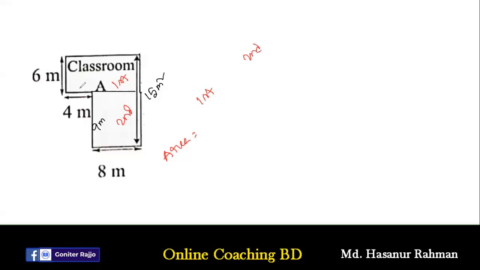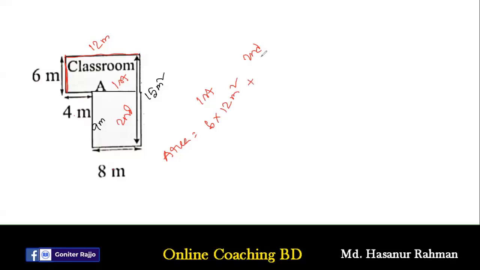So for the first part, what is the length? We can say this length is 6 and this length will be 4 plus 8, that will be 12 meters. So the first part will be 6 multiplied by 12 meters square.